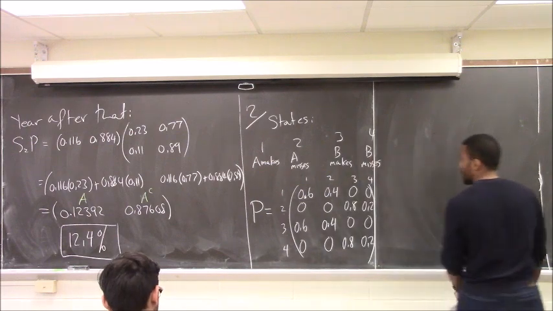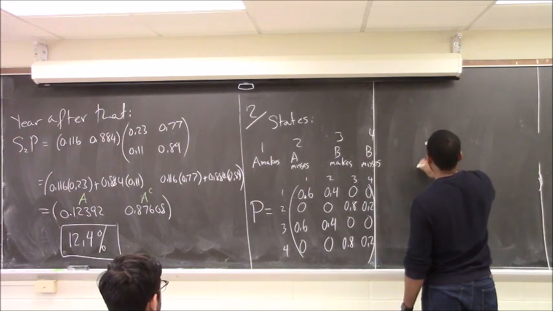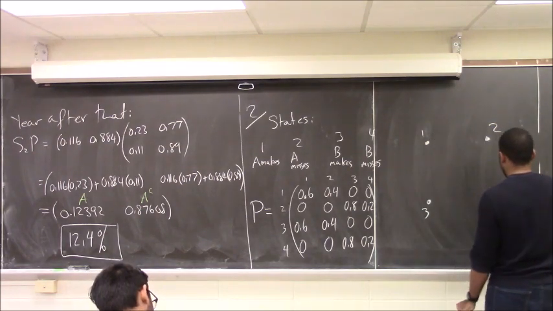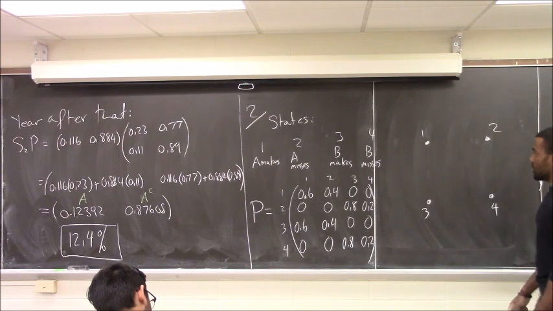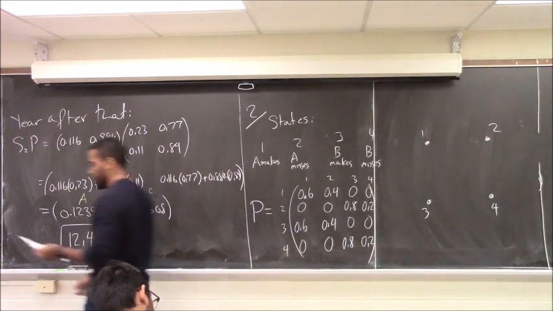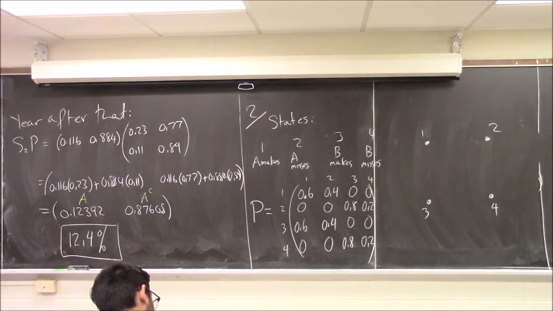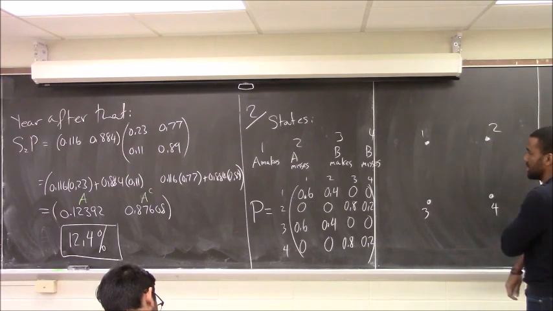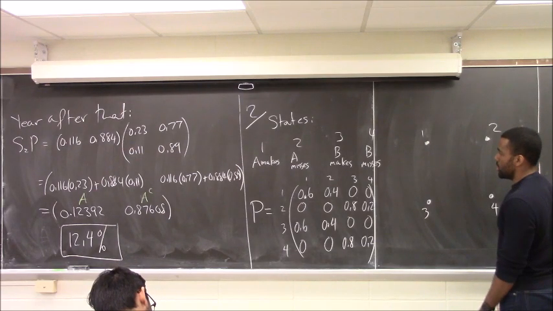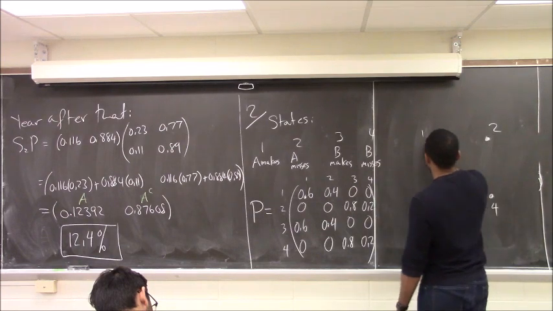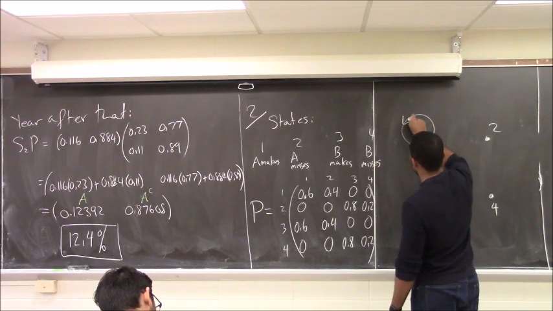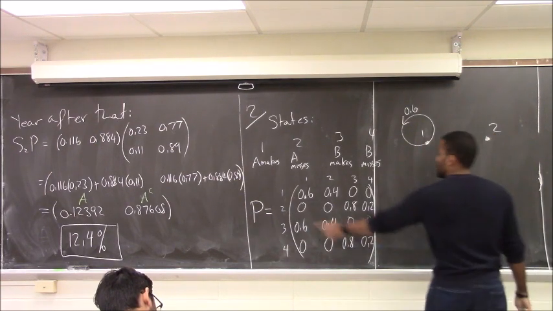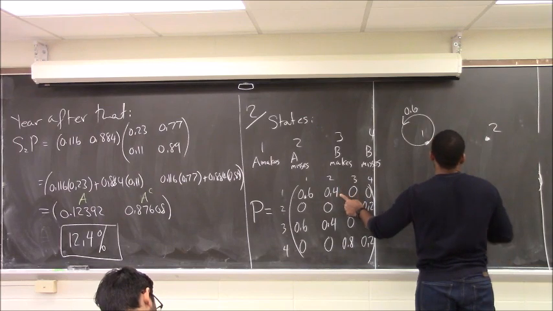So, transition diagram. Here we're going to have 4 points. 1, 2, 3, 4. Okay, how are we moving through these? And that's the last question. All right, how are we moving through these points? So, 1 goes to 1 with 0.6 probability. So, a loop here, 0.6. Does 1 go to 2? 1 goes to 2 with 0.4 probability.